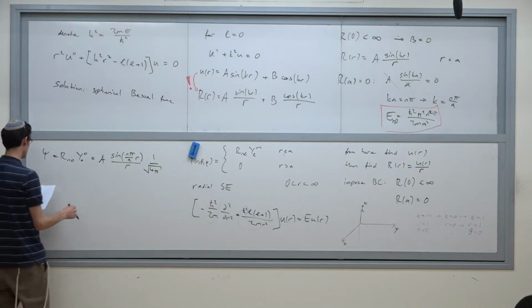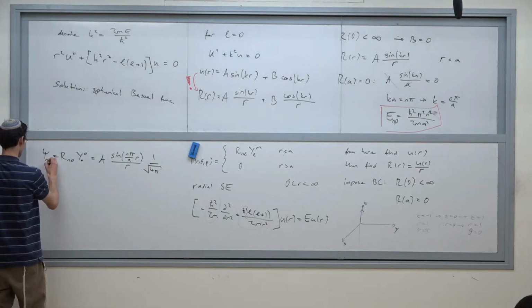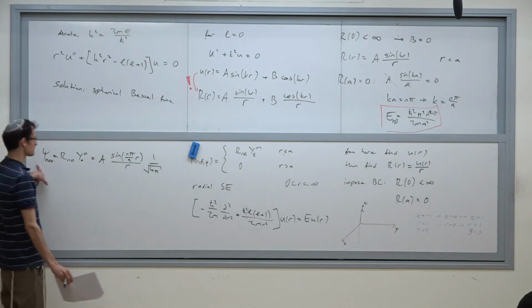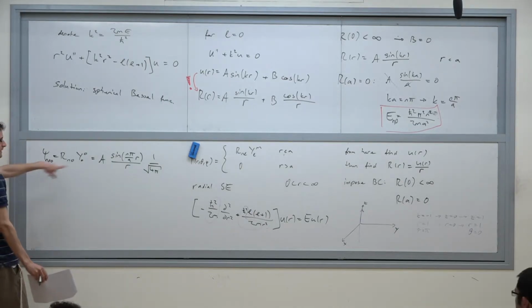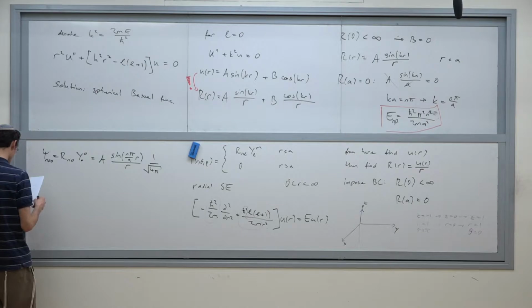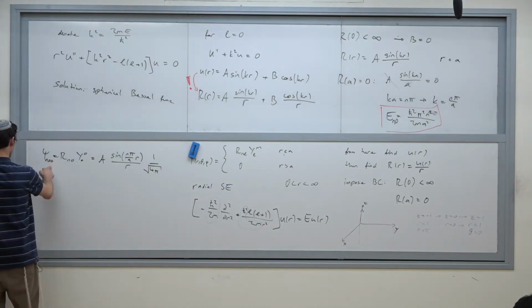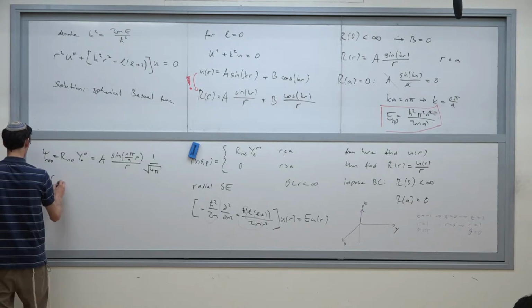This function has to be normalized. I'll add the quantum numbers to psi as well. It's psi n 0, 0, 3 quantum numbers: N, L, M. L is 0, so M is always 0, and N is the radial quantum number. I'll normalize the function, so 1 has to be equal to the integral of psi squared. That's a 3-dimensional integral.